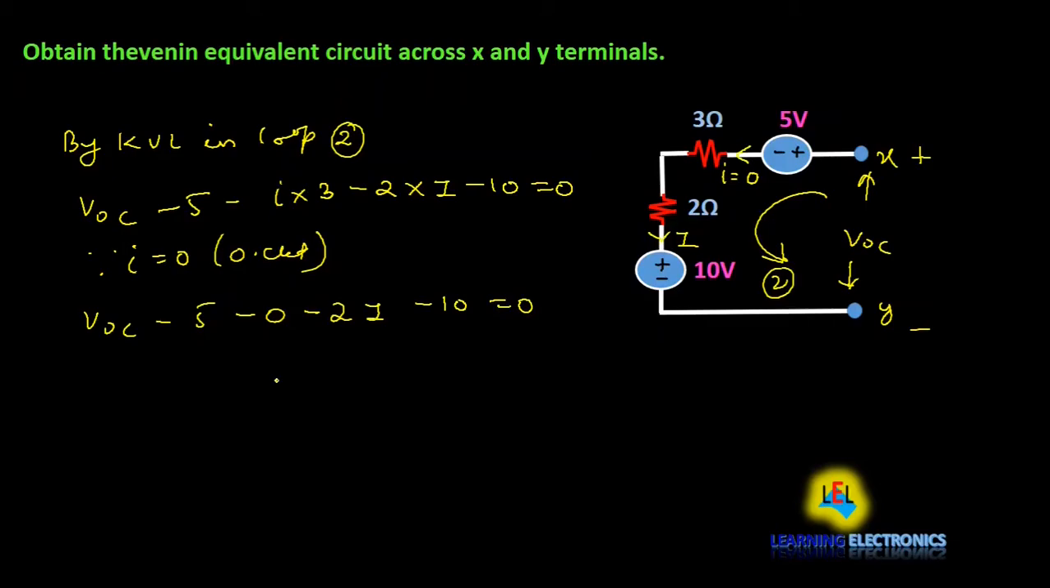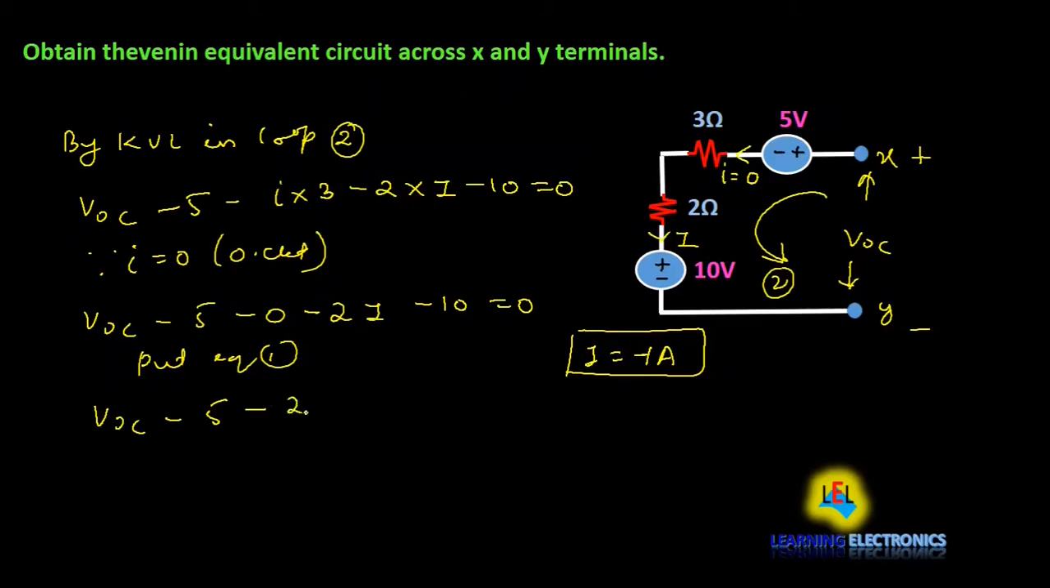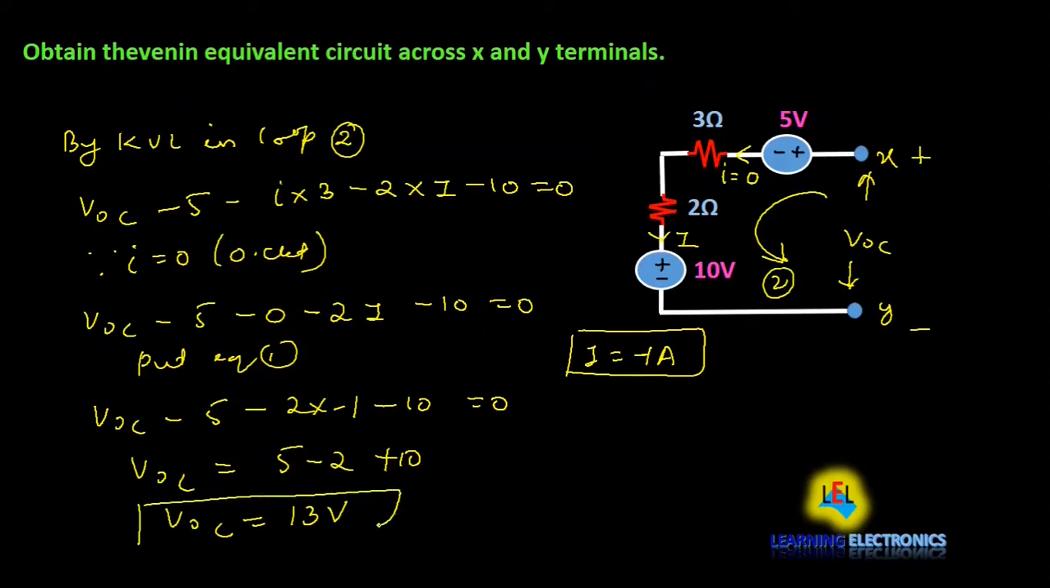Okay. Now we put the value of I here. We got I is equal to minus 1 ampere from equation number 1. So put equation number 1. We get VOC minus 5 minus 2 into minus 1 minus 10 is equal to 0. So we get VOC is equal to 13 volt. So this is the open circuit voltage, and VOC is equal to Thevenin voltage VTH, which is equal to 13 volt we are getting.